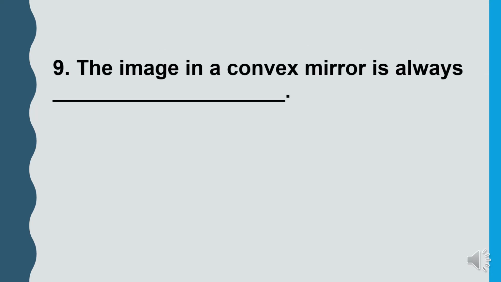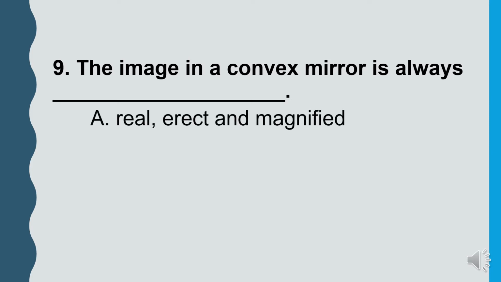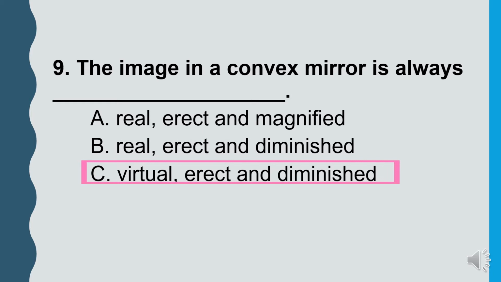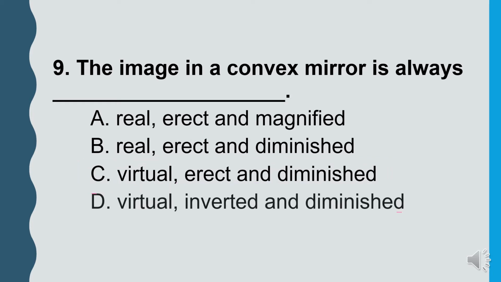9. The image in a convex mirror is always blank. A. Real, erect, and magnified. B. Real, erect, and diminished. C. Virtual, erect, and diminished. D. Virtual, inverted, and diminished.